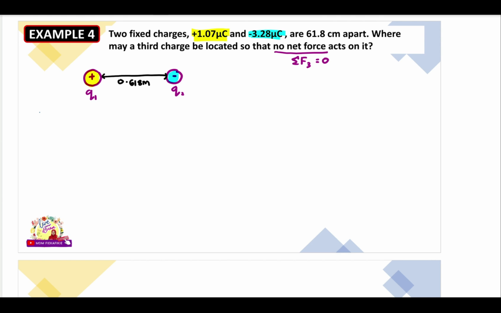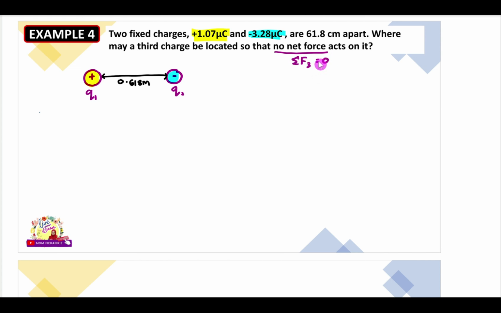Jadi, third charge ni kita nak letak dekat mana? Kita boleh letak di sebelah kiri. Kita boleh letak di sebelah kiri Q1. Ataupun antara Q1 dengan Q2. Ataupun kita boleh letak third charge tu dekat sini. So, dekat kawasan mana kita nak letak third charge ni supaya the net force on the third charge would be 0. Ataupun no net force lah.